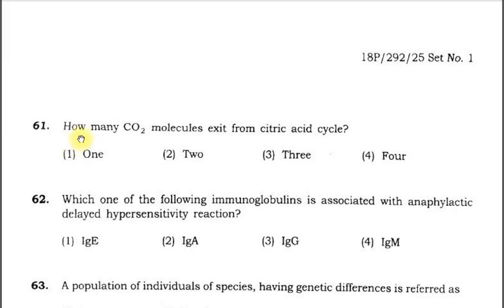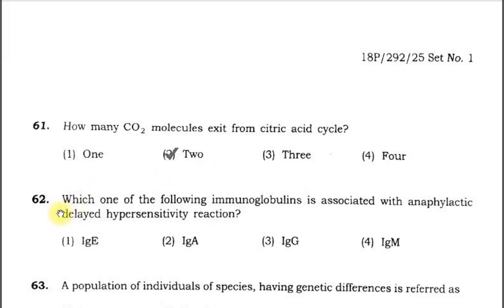Question number 61. How many carbon dioxide molecules exit from the citric acid cycle? The options are 1, 2, 3 and 4. The correct option is 2. Two carbon dioxide molecules are produced from each acetyl coenzyme A in the citric acid cycle.